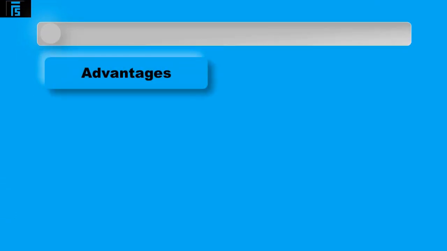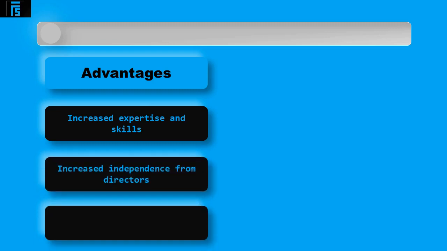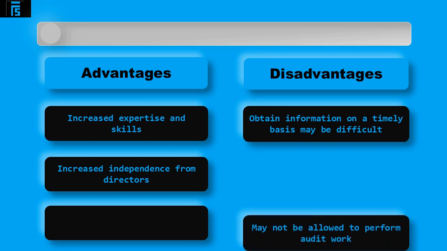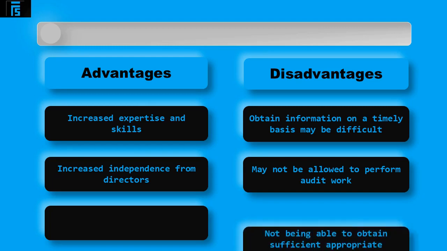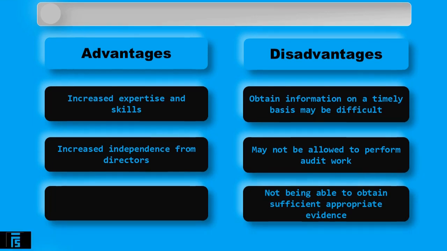Advantages of the client using a service organisation include increased expertise and skills which potentially reduce material misstatements, and increased independence from directors which improves reliability. Disadvantages include being able to obtain information on a timely basis, which may be difficult. They may not be allowed to perform audit work at the service organisation, and this could lead to not being able to obtain sufficient appropriate evidence, which would affect the audit opinion.